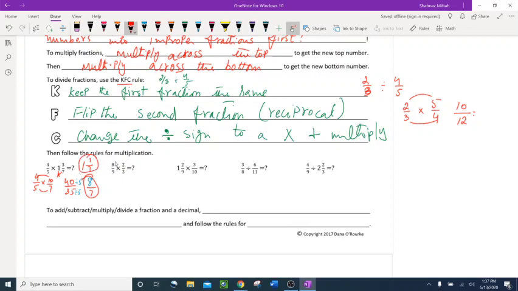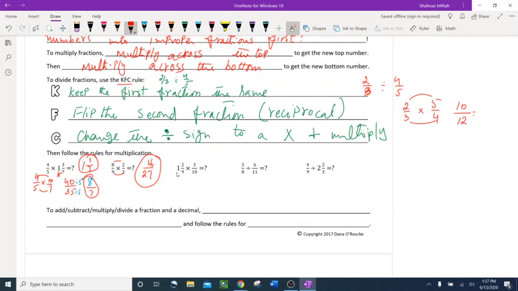Divide this. There is no mixed number or anything, so I'm just going to multiply straight across. 8 times 2 is 16. 9 times 3 is 27. And you can tell this is a proper fraction, the numerator is smaller, and I cannot change it into a mixed number, because only an improper fraction can be changed into a mixed number. Improper fraction means your numerator is the larger number, then you can change that.